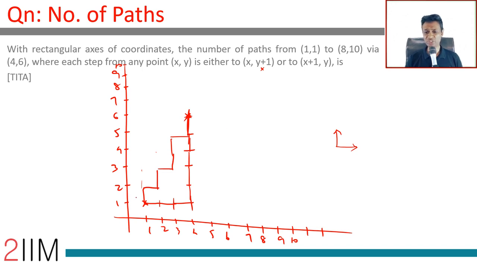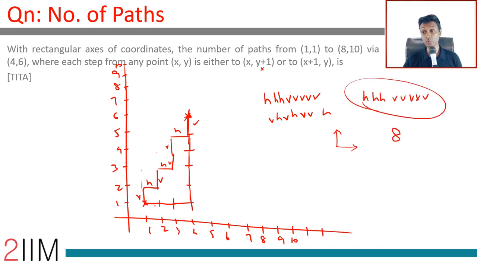I'm going to use a very interesting method. I'm going to call this a vertical step, and this a horizontal step. So the first sequence will be h, h, h, v, v, v, v, v. The second sequence will be v, h, v, h, v, v, h. All possible such variants we must count. How will we count that? Effectively, h, h, h, v, v, v, v, v. In how many ways can this be reorganized? This we know is 8 factorial by 3 factorial into 5 factorial. Done. Do the same approach here.